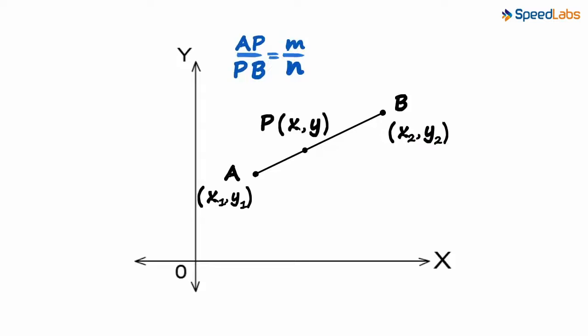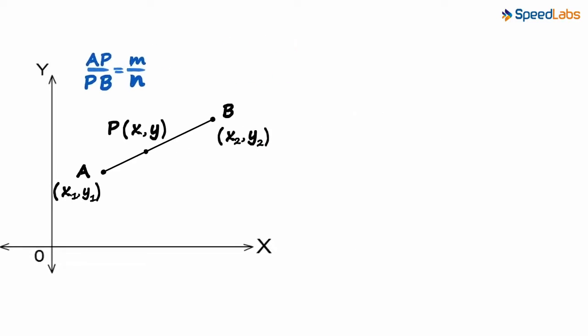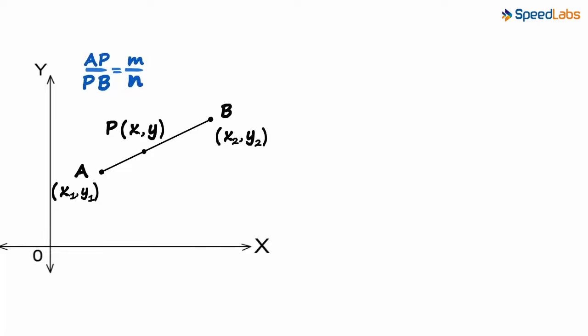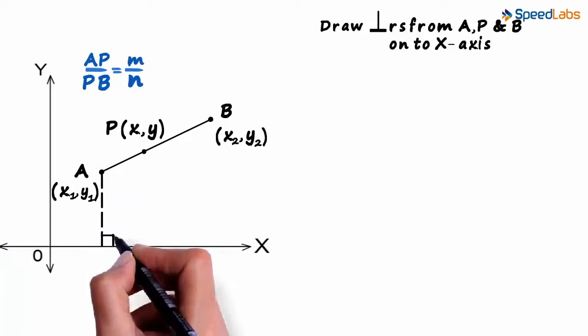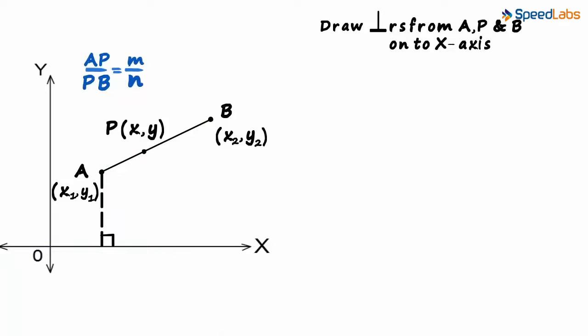There is a small bit of construction we need to do here. So let's zoom out and continue the proof on the right-hand side. The first thing we need to do is draw perpendiculars from points A, P and B on the x-axis. Let the perpendicular from point A onto the x-axis meet the x-axis at point C.